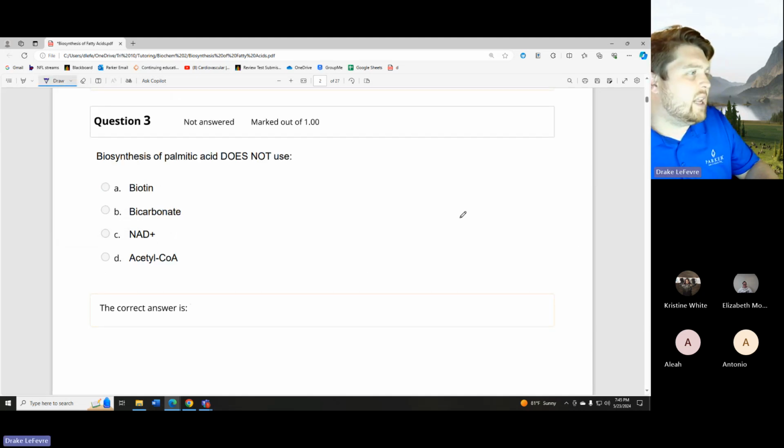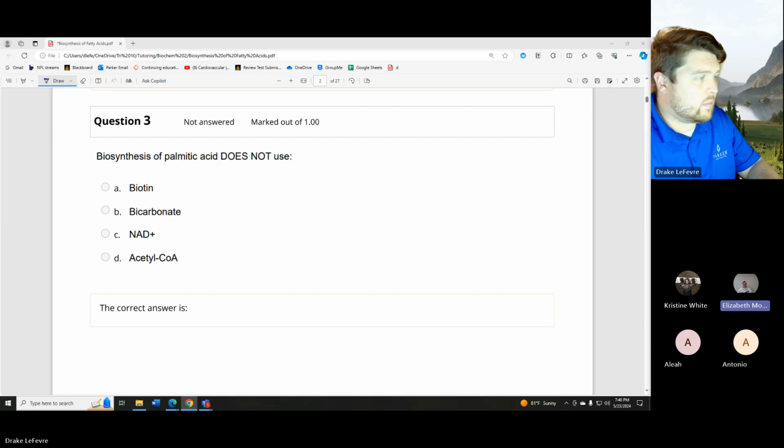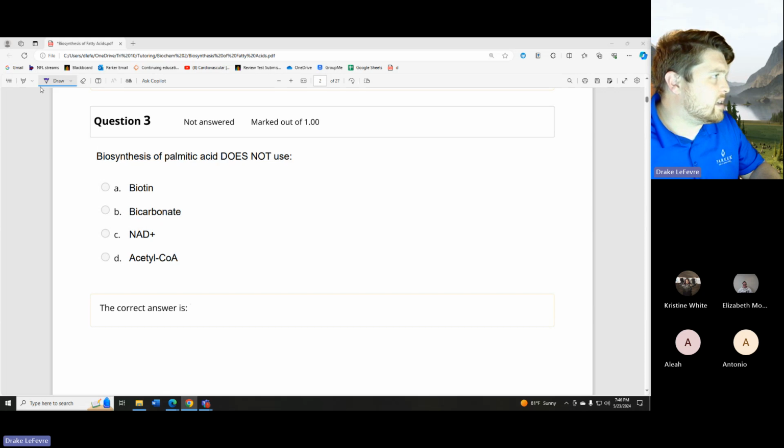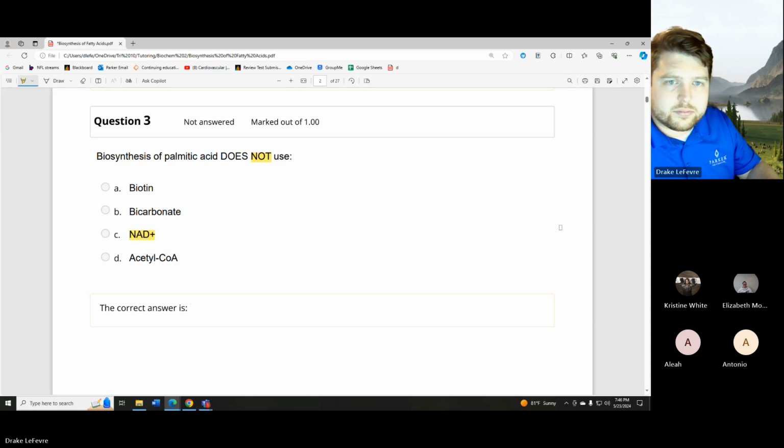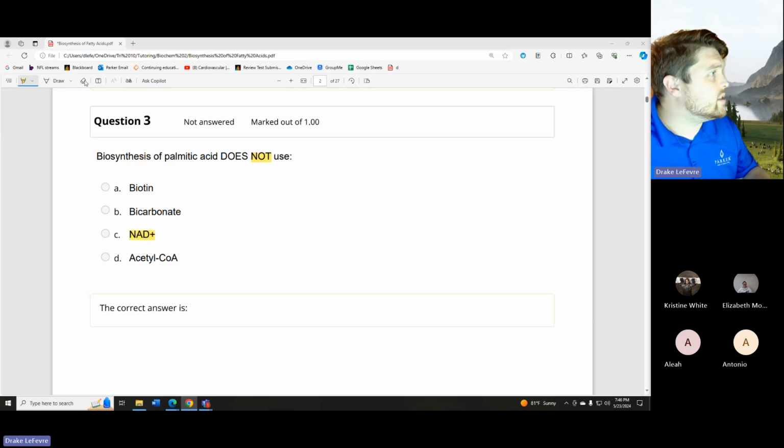Biosynthesis of palmitic acid does not use which of the following? Biotin, bicarbonate, NAD+, or acetyl-CoA? Pretty sure that's NAD plus. Yeah, NAD+ is the correct answer. It does not use it, so watch for the keyword not. Palmitic acid. Make sure I grab all the good stuff.